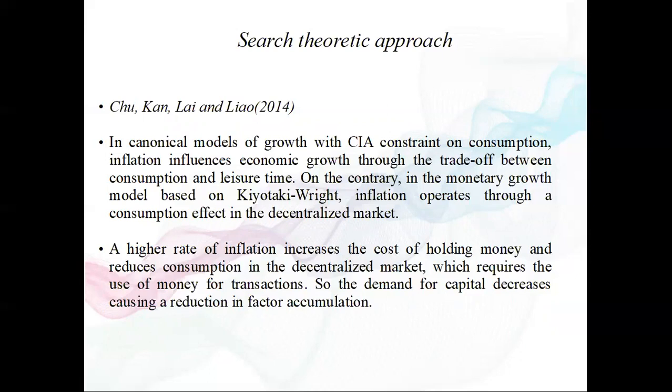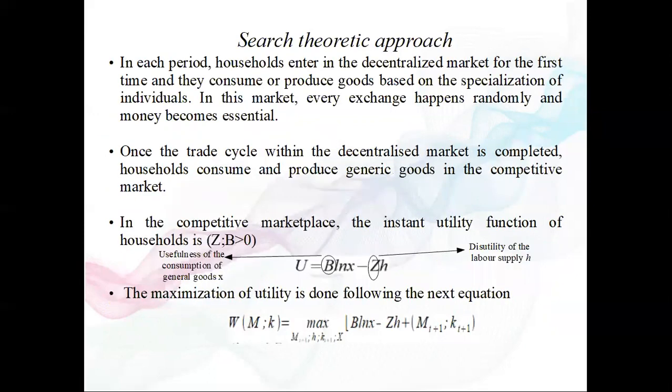have produced many papers about this argument. In each period, households enter the decentralized market first, and they consume or produce goods based on the specialization of individuals. In this market, every exchange happens randomly, and so money becomes essential, differently from the Walrasian case. Once the trade cycle within the decentralized market is complete, households consume and produce generic goods in the competitive market.